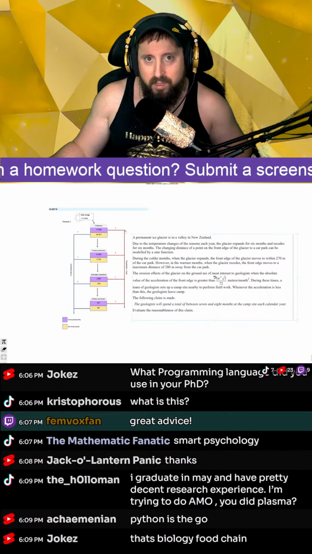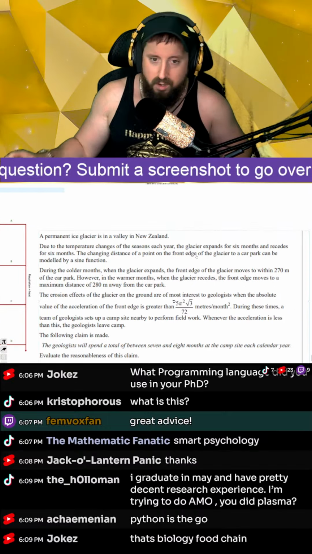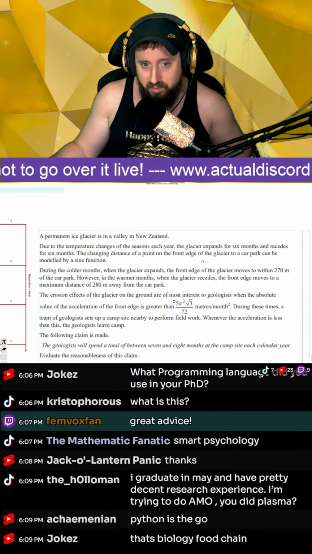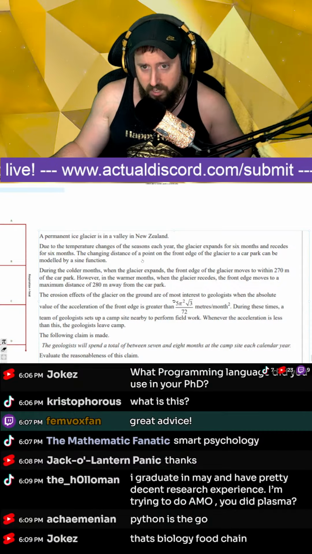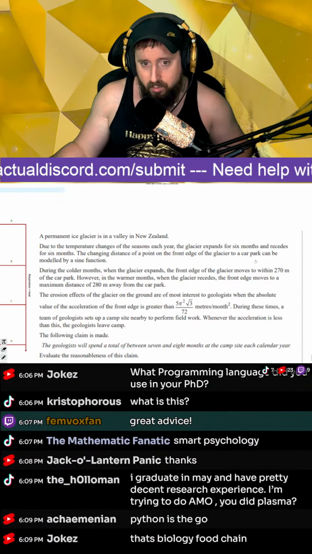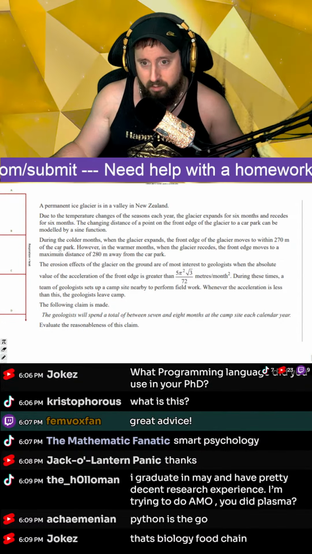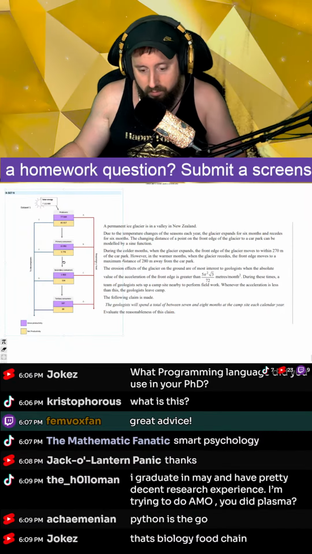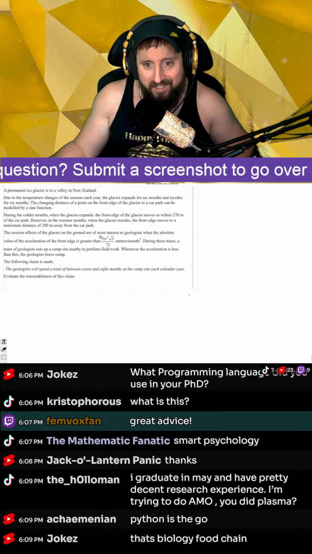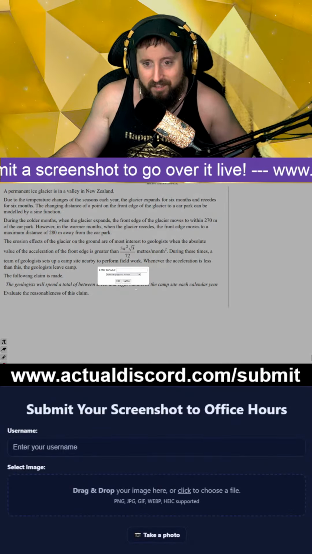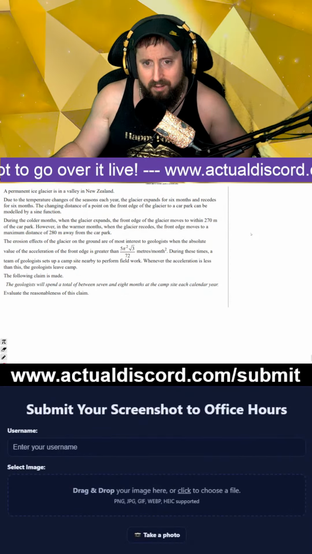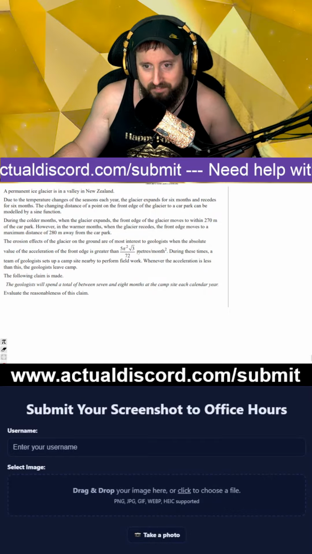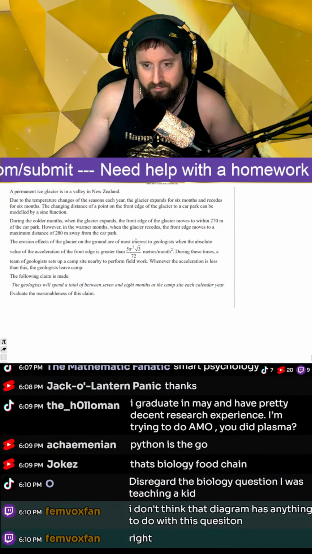Okay, so here we go. Let me try and understand this. A permanent ice glacier is in New Zealand. Due to the temperature changes, the glacier expands for 6 months and recedes for 6 months. The changing distance of a point on the front end of the glacier to a car park can be modeled by a sine function. Oh, okay, cool. Wait, so I don't think this has anything to do with this, right? Can we get rid of this? Okay, cool. Yeah, exactly. Okay. Cool.